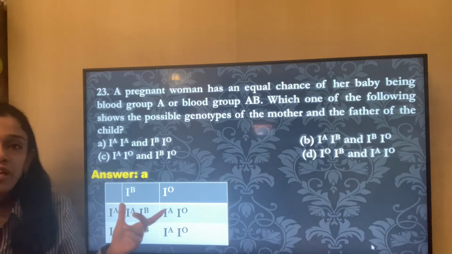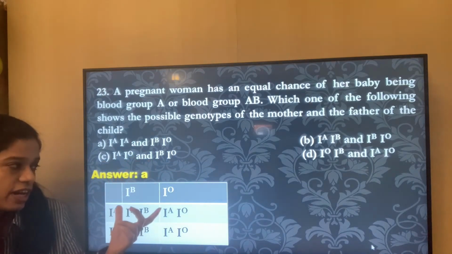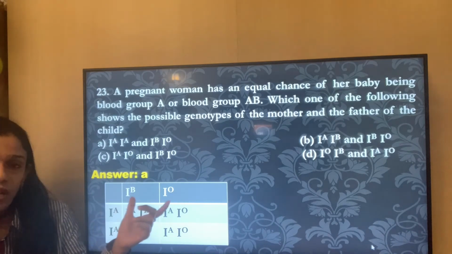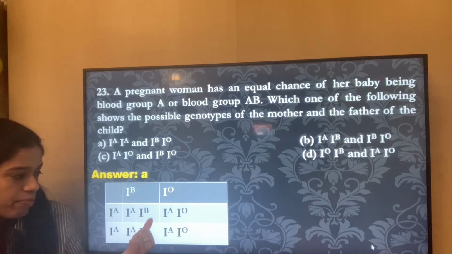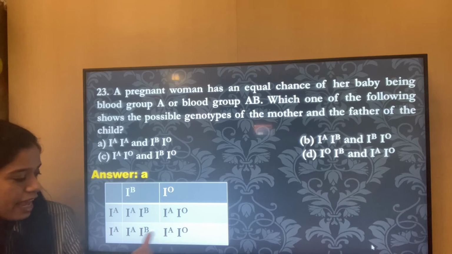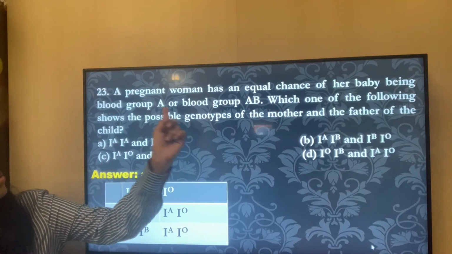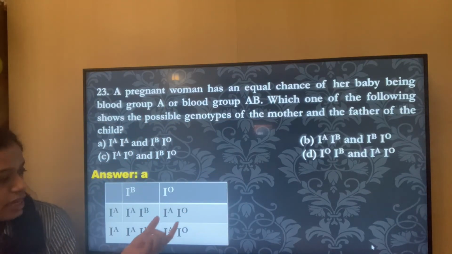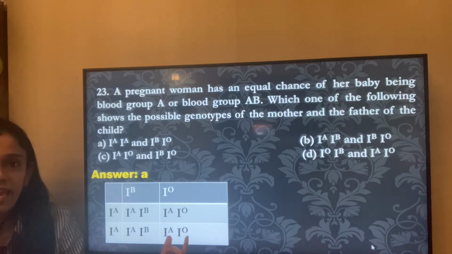Now see, if we make a checkerboard out of this, for all the options, the first option I have done and showed you how it is coming. If it is IA and IB, that is a blood group of AB, or a blood group of A, because we have been told that the baby has to have a blood group of A or AB. See here, it is either A or AB.